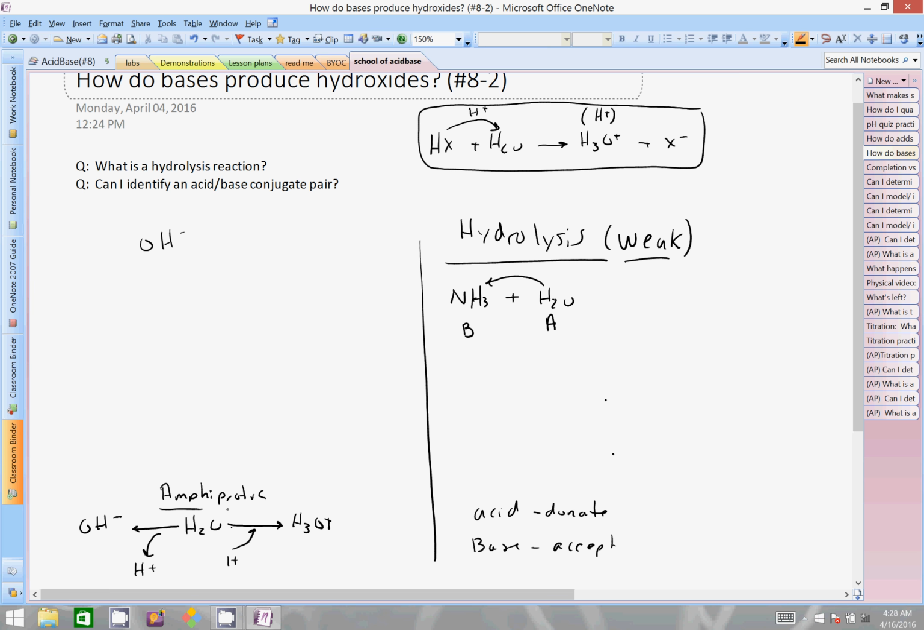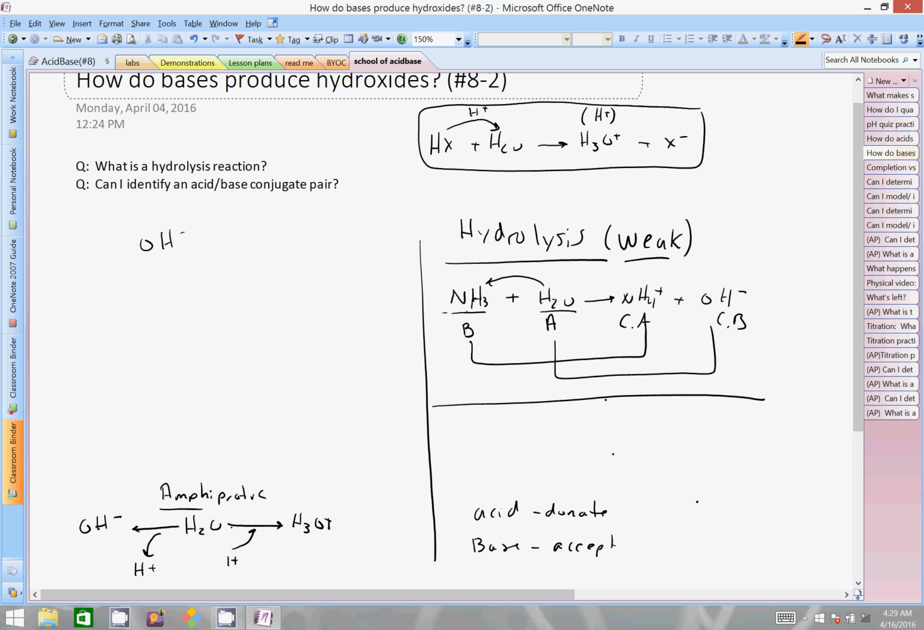Alright, so the result of this. This is a snapshot before. What's the post snapshot? Take away H plus from the water, give it to this guy. That's going to form NH4 plus, and we have OH negative. Now I'm going to connect up my conjugates. This should be quite simple. This is the base. This is my conjugate acid. This is my acid. This is my conjugate base. That's pretty much it. That's the main character we'll almost always deal with.